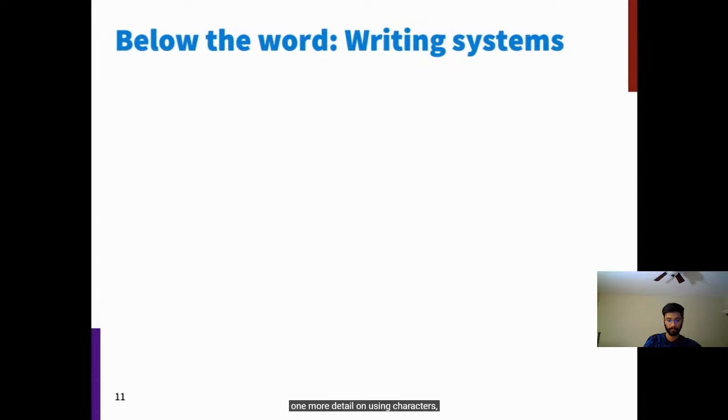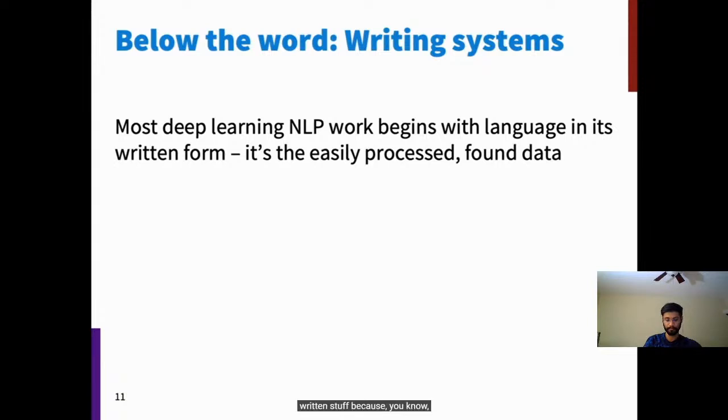So one more detail on using characters from writing systems. If you're a linguist, you tend to think of sounds as primary. Those were the phonemes that I mentioned beforehand. Essentially, deep learning hasn't tried to use phonemes at all. Traditional speech recognizers often did use phonemes, but in deep learning land, you want to have a lot of data, and the way you get a lot of data is you just use written stuff, because it's the easily found data where you can get millions and billions of words. So that makes sense from a data point of view.